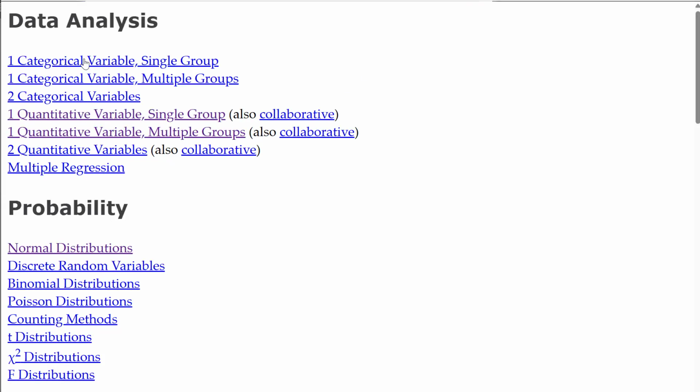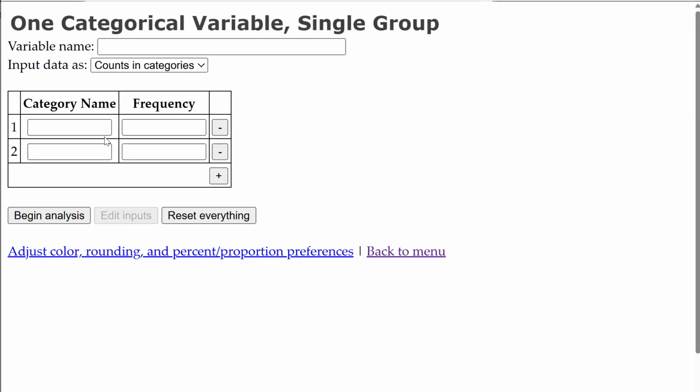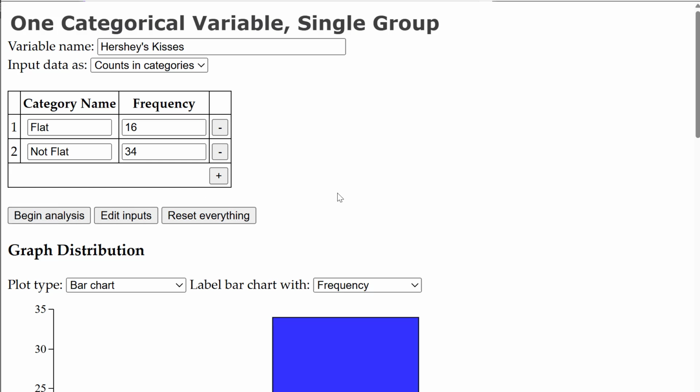And then you can say Hershey's Kisses, and the category will say flat. I got 16. Not flat, I got 34. Begin analysis. And you can skip all this, it's just telling you what I already told you. All right, and then there's more.